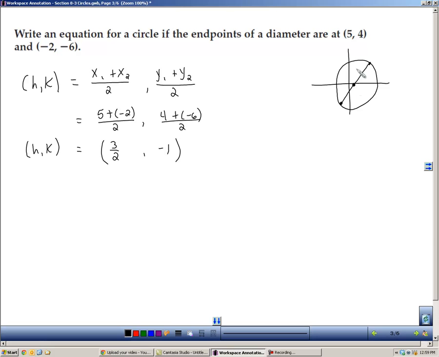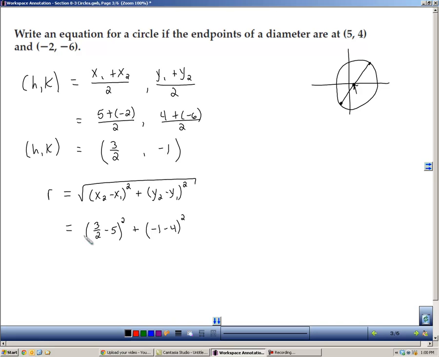Now if we want to find the radius, because that's the other value that we need for the circle, we could find the distance from the center of our circle to one of our endpoints. And if we found that distance, that would be our radius. So we can use the distance formula for that. I'm going to find the distance between my center and the point (5, 4). So I'm going to subtract my x values, 3/2 minus 5, and square that. Then I'm also going to subtract my y values, -1 minus 4, and we'll square that.